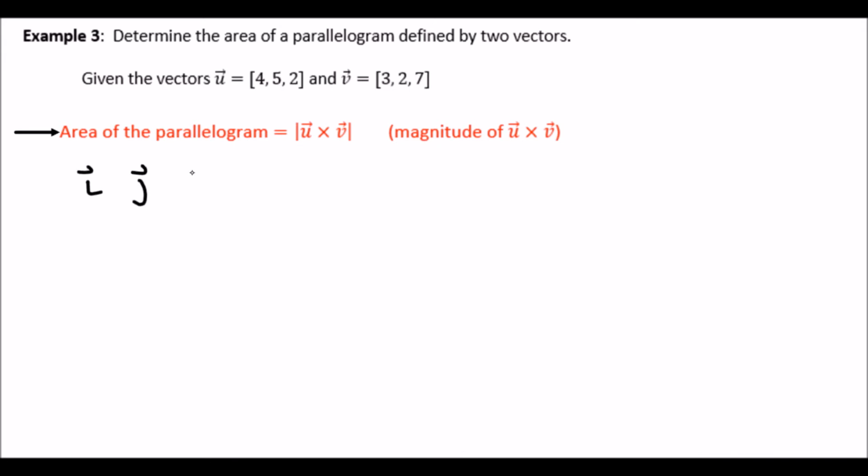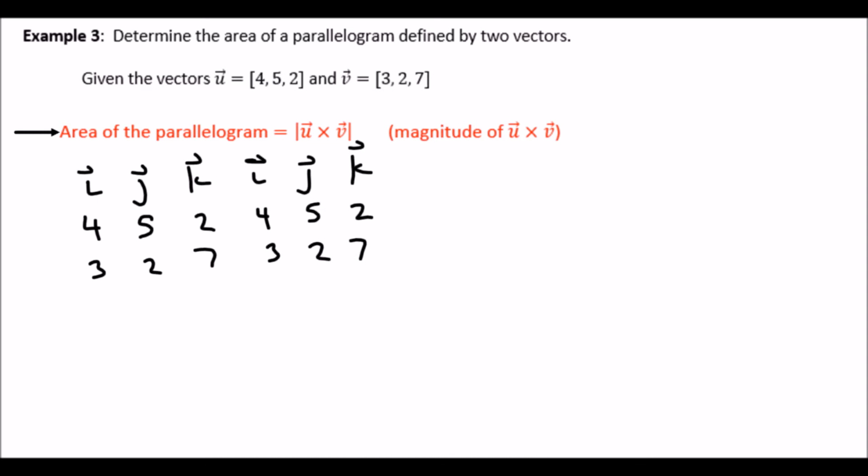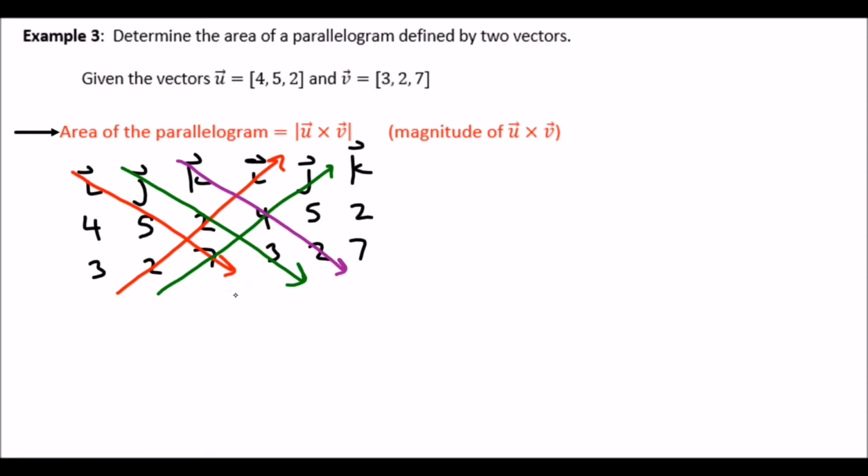So I have i, j, k, and then here I'm going to have 4, 5, 2, since u is first, and then what I have second, 3, 2, 7. And I'm going to cross them, so I'm going to do this minus this for the first coordinate. Then I'll do j next, so this multiplied together, times this. Then I will do the last one, so it's going to be this multiplied together, minus this.